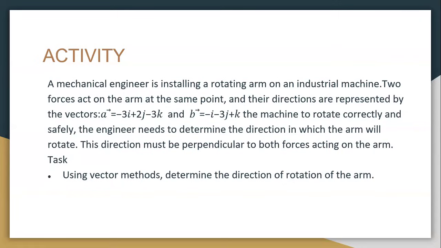Yes, Ruth? Does this part of the scenario matter? This part that says this direction must be perpendicular to both forces acting on the arm. Oh, yes. In simple terms, they are giving you a hint that whenever we are dealing with cross product, the vector that we get is always perpendicular to both of them. So it is a hint that they are interested in the cross product. Thank you.